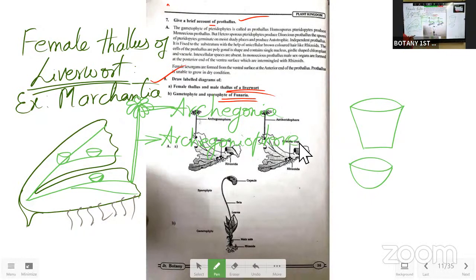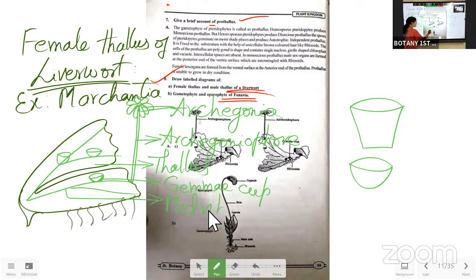Archegoniophore. Okay. Now, this is the complete Marchantia thallus. So we need to give the labeling for the thallus. How can we forget the thallus labeling? After that, these are the gemma cups. And gemma cups are present on which part of the thallus? Midrib. So give the labeling as midrib.